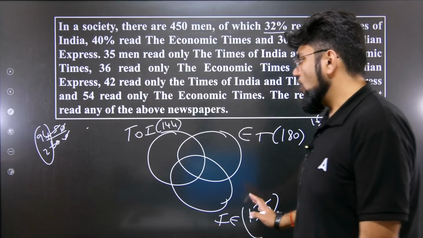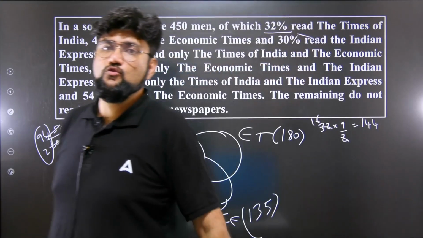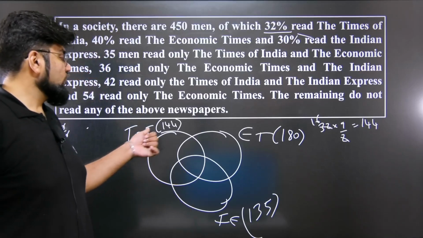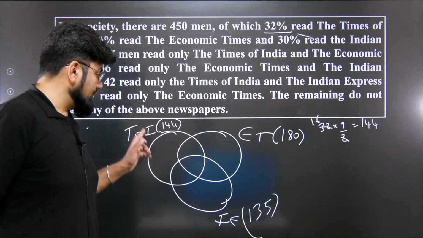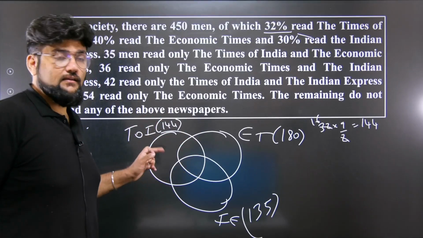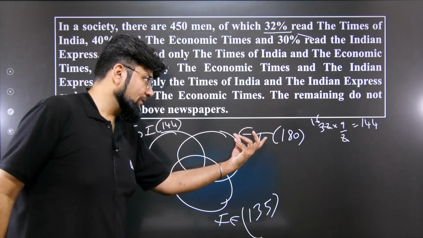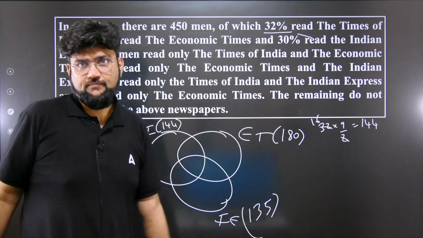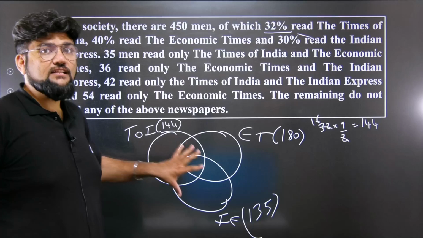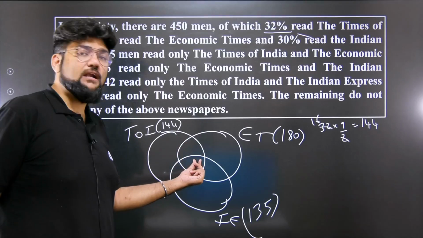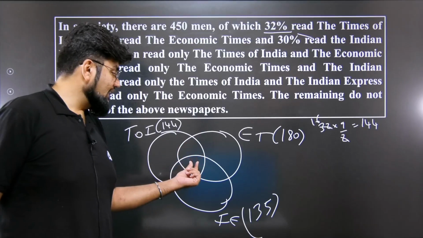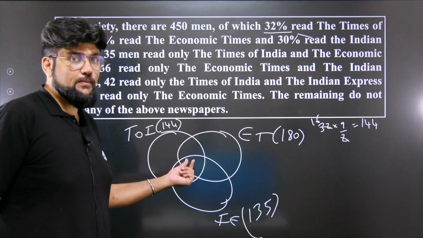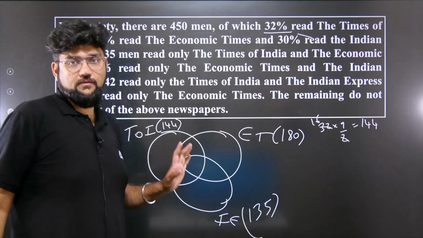So now you know how many total men read each type of newspaper, but this 144 does not imply that only 144 read TOI only. This may contain people who read Economic Times or Indian Express or all 3. So when you finally start filling the Venn diagram, it always has to start from the middlemost area. That area depicts the intersection of the 3, that is, those people who read all the 3 newspapers.